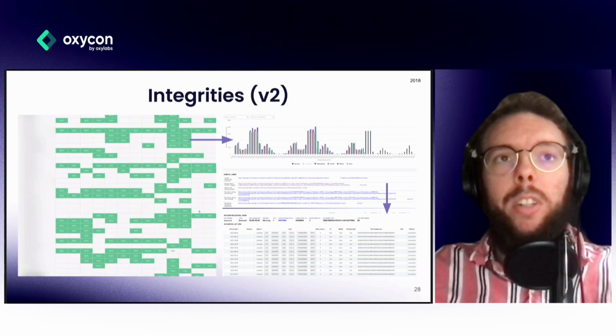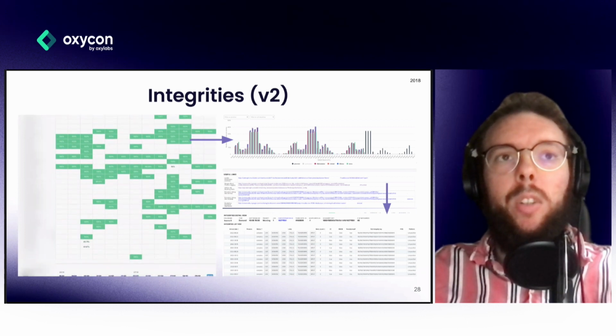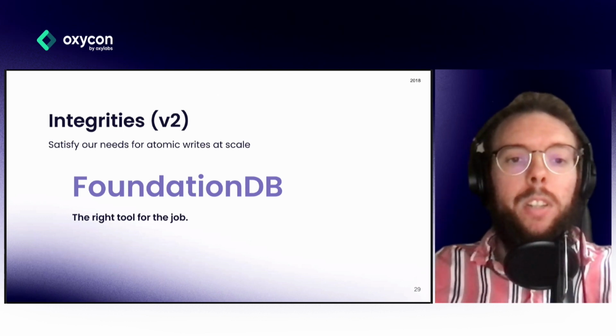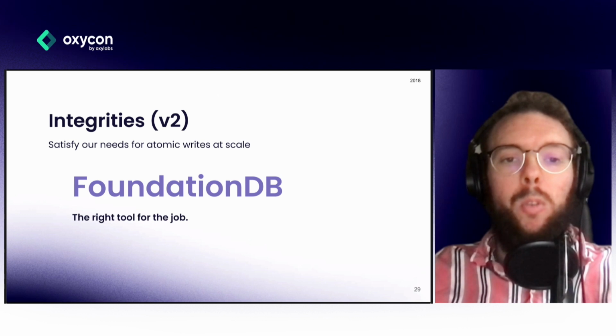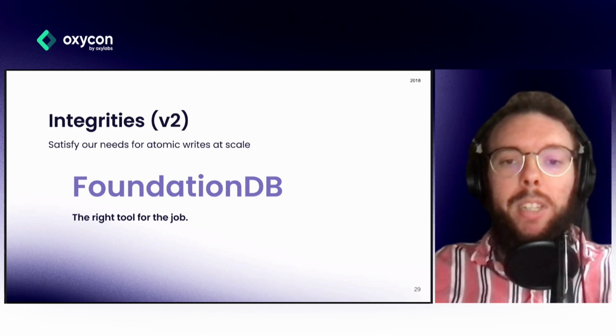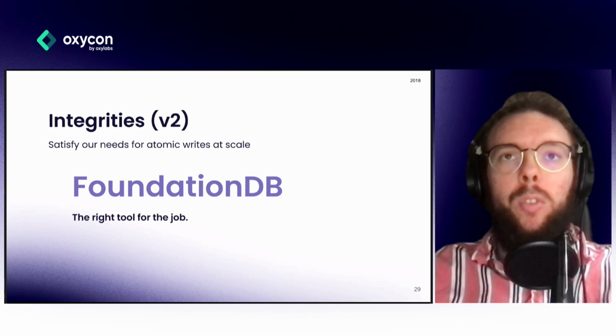Now let's talk a bit about the different components that make up this Integrities V2. First of all, we replaced MySQL with FoundationDB. This was important because MySQL was no longer able to handle our load. We have a lot of atomic writes at scale, and MySQL simply couldn't handle it. We also looked at Bigtable, but this had no atomic features, certainly not at the time. So after a lot of testing, comparing different solutions, and in the landscape of databases in 2018, we settled on FoundationDB, which turned out to be the right tool for the job. And even today, it still can handle our load, even though we grew massively once again.